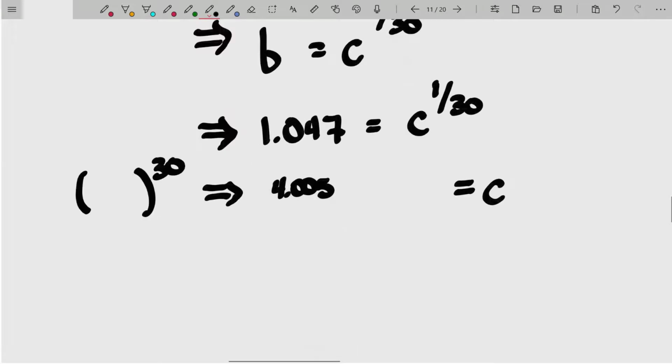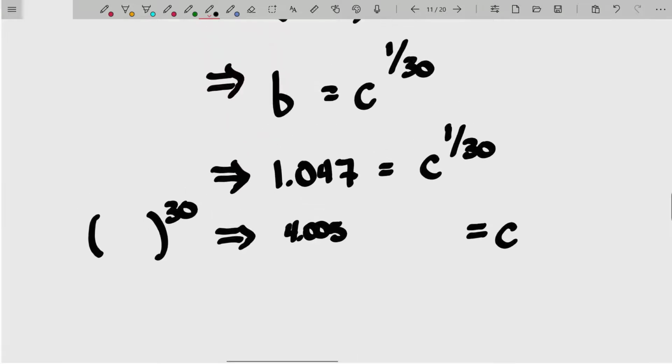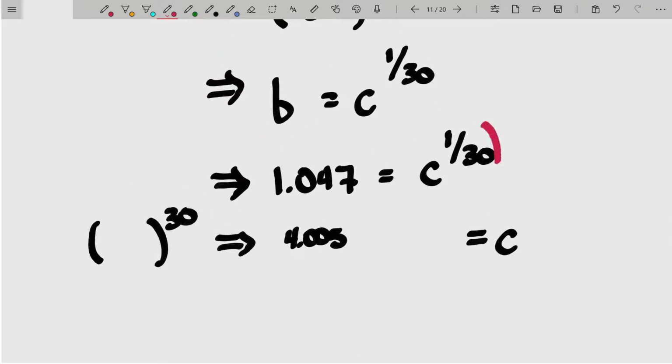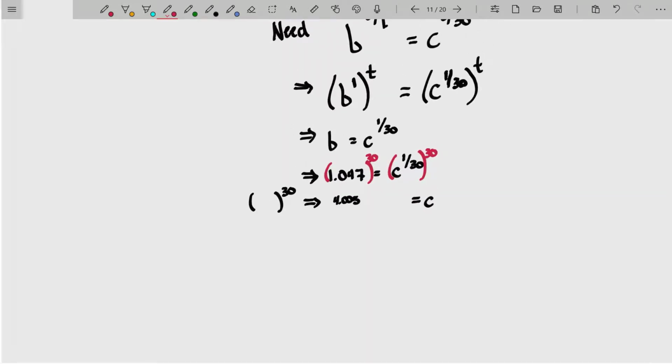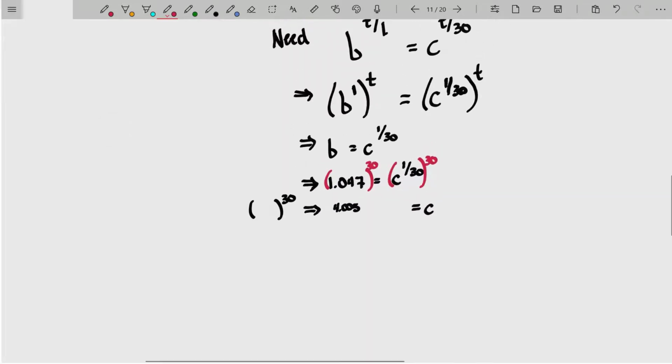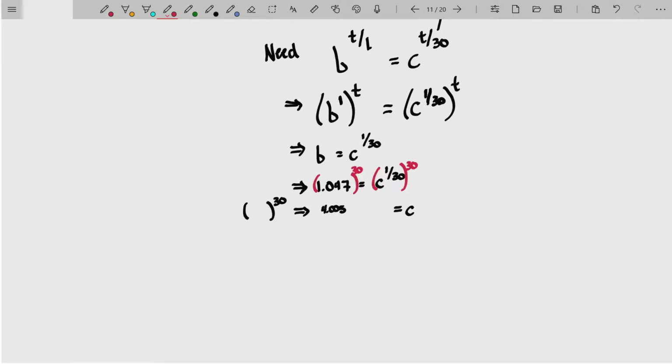So I wrote that down over here. I just raised both sides to the 30th power. If you need to see that in action, I raised this side to the 30th, and this side was b, and I just raised it to the 30th. We computed that in Desmos, and it's 4.005 roughly. So what does that mean if I told you that c is 4.005? Remember how c was built?